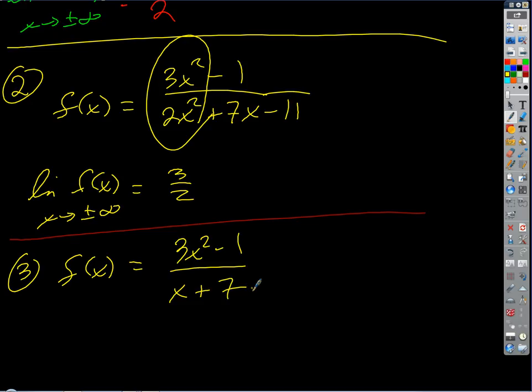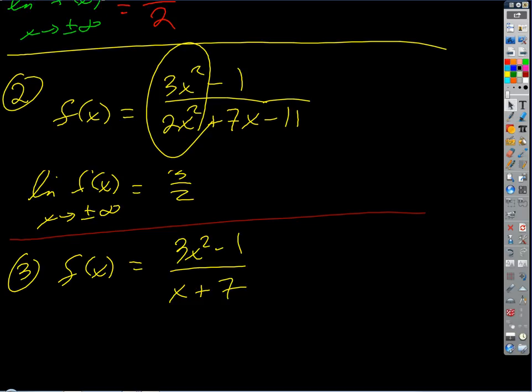But if the top is 1 bigger than the bottom, then at least we could get a slant asymptote. At least we know how it's going to go to infinity, right? What's the shape of the function going to be as it explodes to infinity? Okay, and we'll go through an example of those.